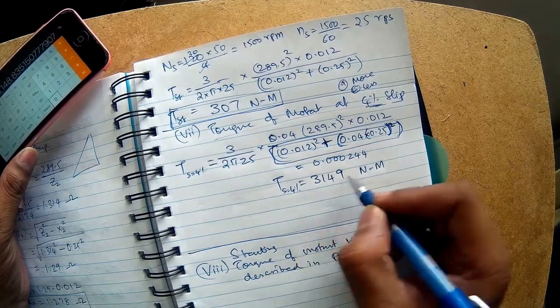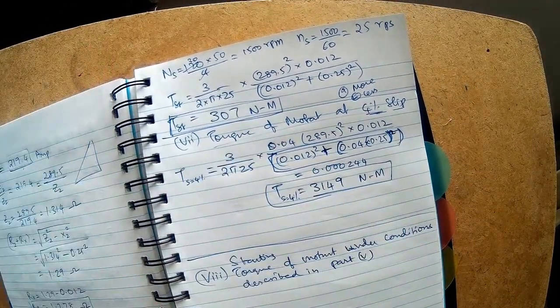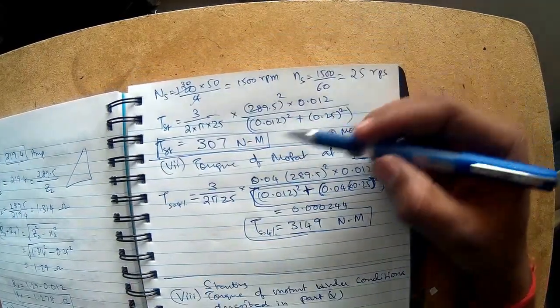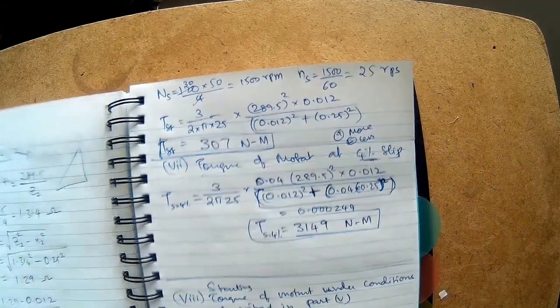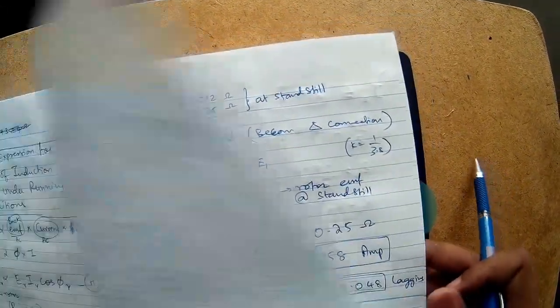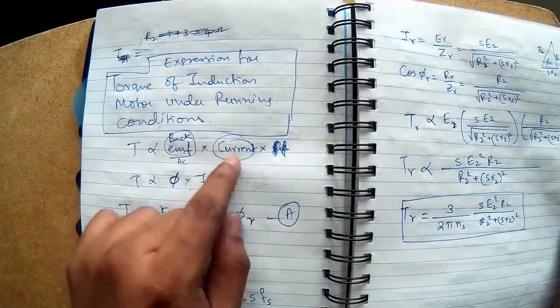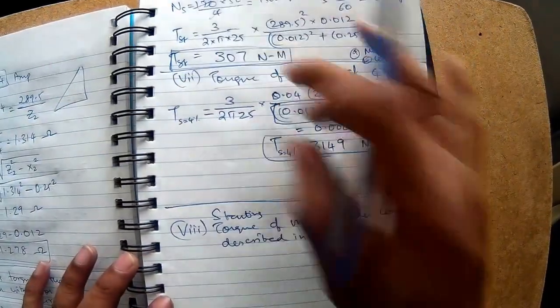At 4% slip, my torque is much higher compared to the starting torque of the motor. So why is the starting torque of the motor very less? That is because the torque is proportional to the power factor. So EMF into current into power factor, and because the power factor is very low, that's why the starting torque is low.